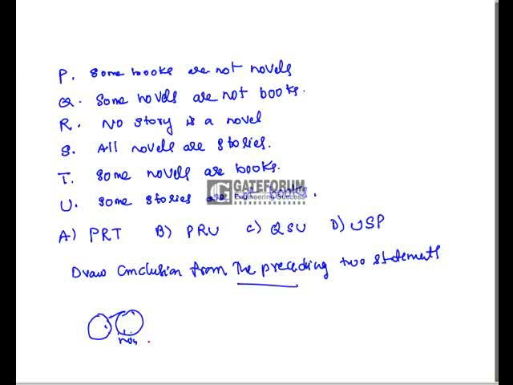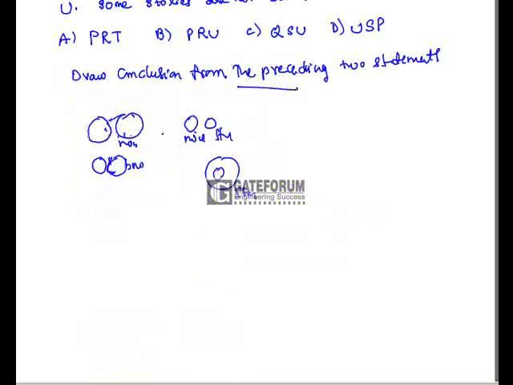Then, some novels are not books. Again, books here. These are novels. These are not, there is no relation as such. Next one, no story is a novel. This is a novel, this is a story, there is no relation. Novel and story. Yes, all novels are stories. Stories, novels. Some novels are books. A part of this, they're all books.